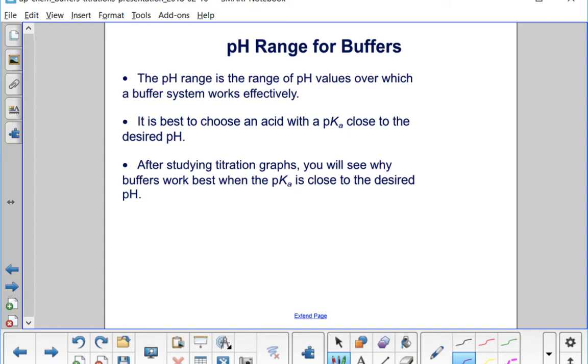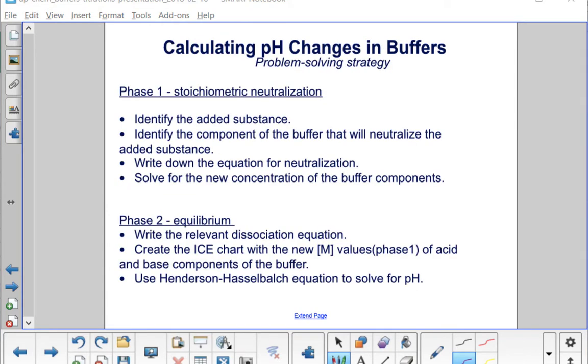Each buffered system has a pH range, which is the range of pH values over which the buffer system works effectively. It's best to choose an acid with a pKa that is close to the desired pH. Once we do the next section on titration graphs, you'll see why buffers work best when the pKa is close to the desired pH. All right, let's walk through a problem-solving strategy for how we'll calculate pH changes in buffers.